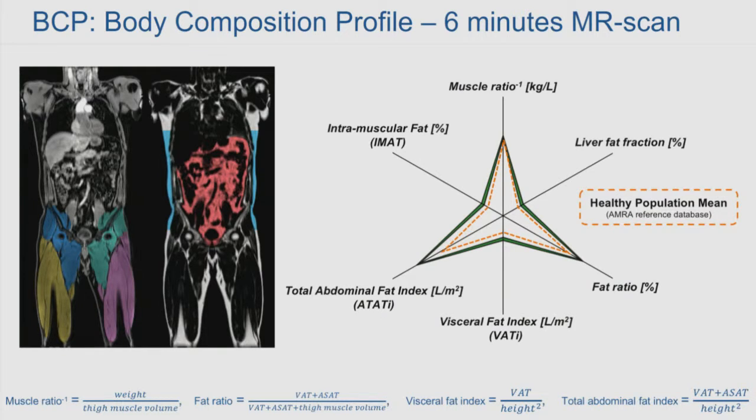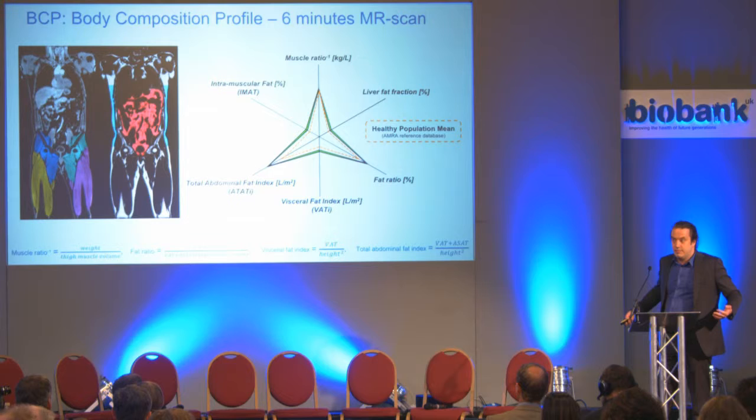So what we're trying to do, based on this 6 minutes in the scanner that is focusing on the whole body composition aspects. So we're measuring the visceral adipose tissue volume in red, the abdominal subcutaneous adipose tissue in blue. We're measuring the thigh muscle volumes. We're measuring the fat content in the liver. And we're measuring the muscle fat infiltration in the thighs.